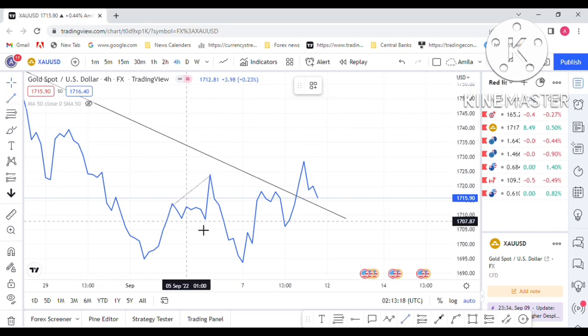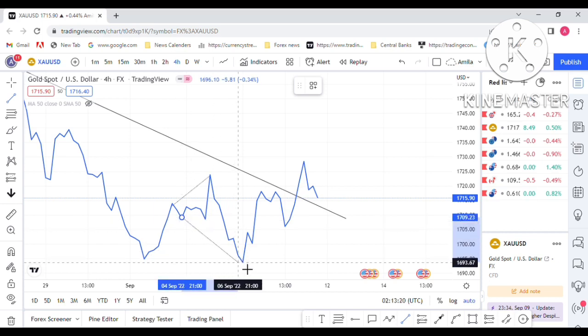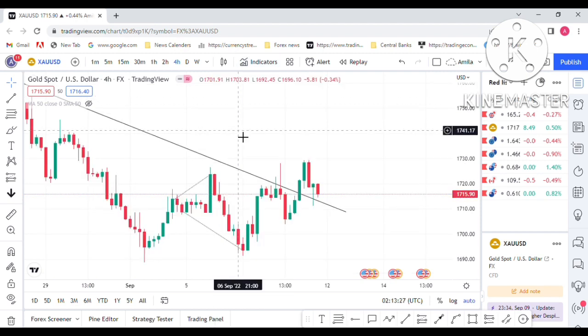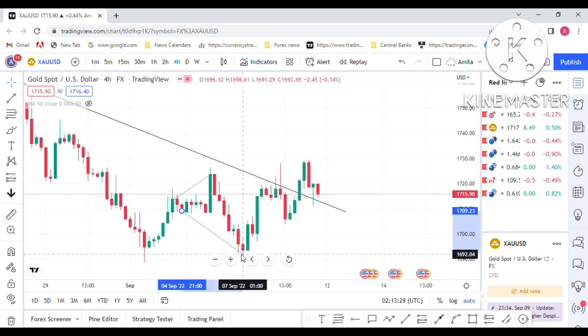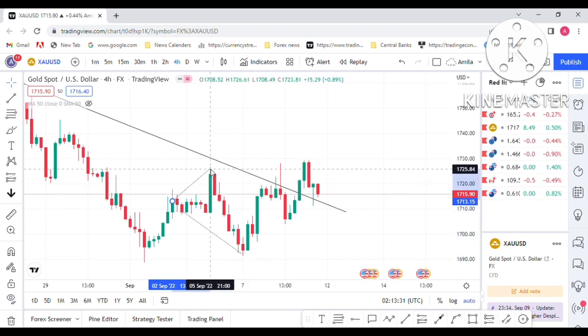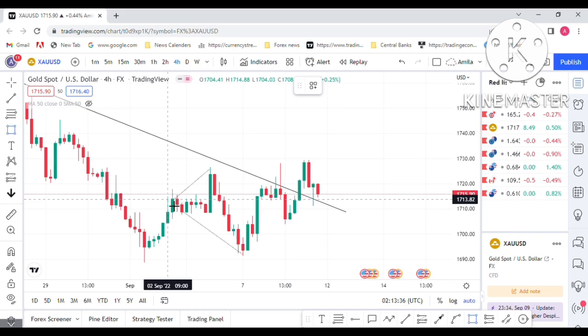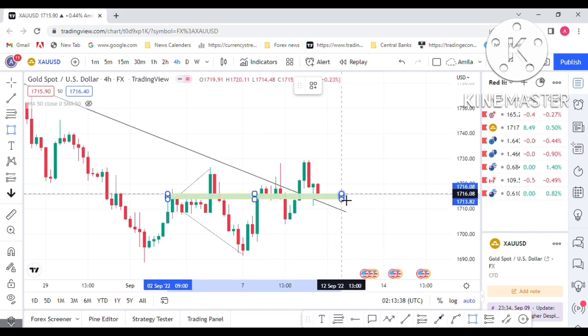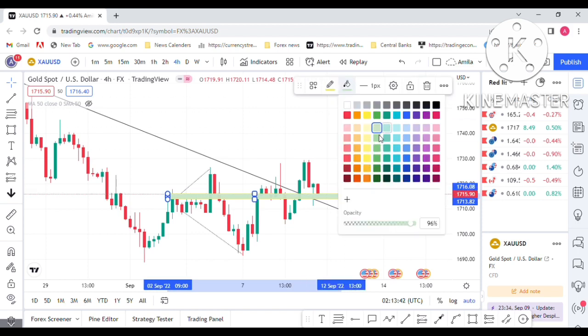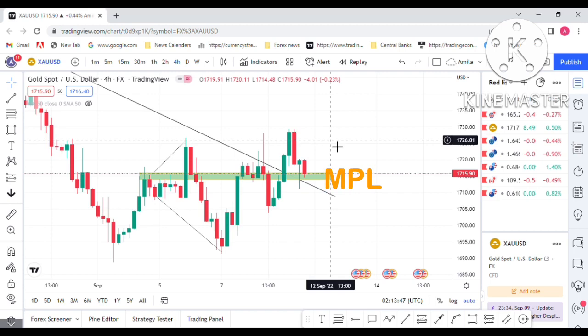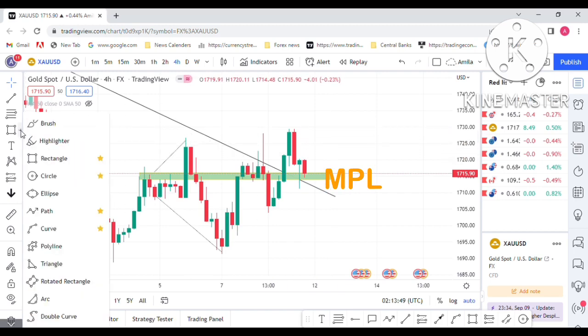Okay, now I am in the 4-hour chart. I can see a famous pattern here that we call the Kosimoto pattern. Price creates a higher high and a lower low. That's what I can see here, the Kosimoto pattern. Thus I am drawing a level that we call the maximum pain level, MPL level. Price is at the maximum pain level now.